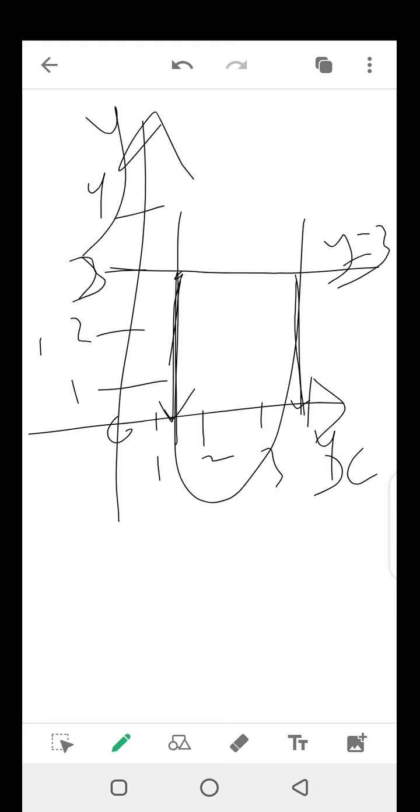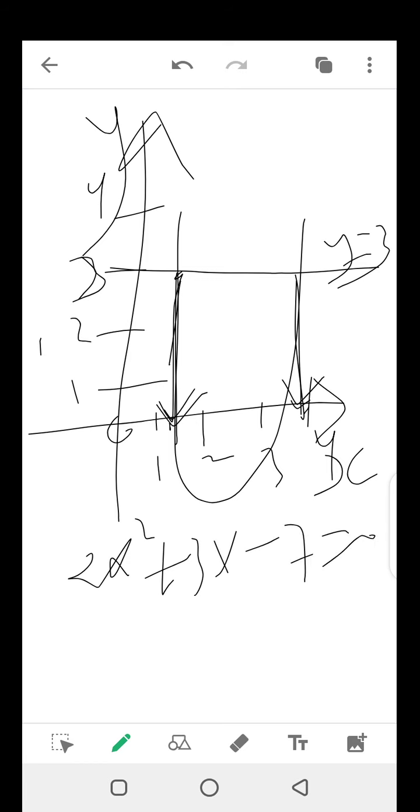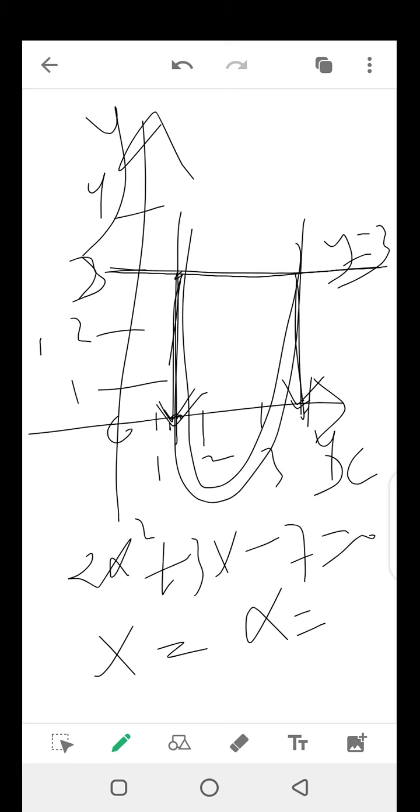So those 2 points, you're going to read them and conclude that therefore 2x squared plus 3x minus 7 equals 0. The values of x will be equal to these values here, where the curve is cutting or intersecting with the line y is equal to 3.